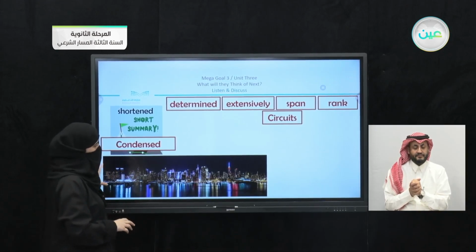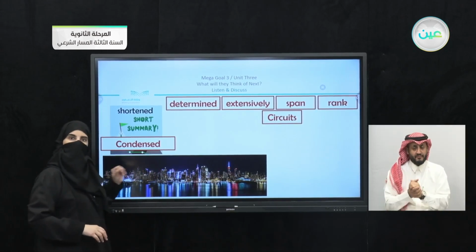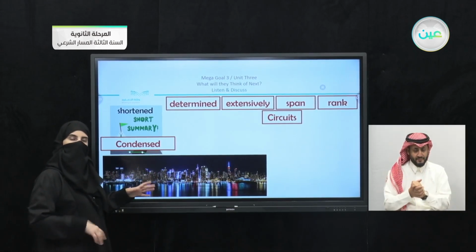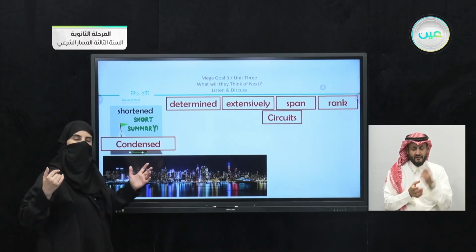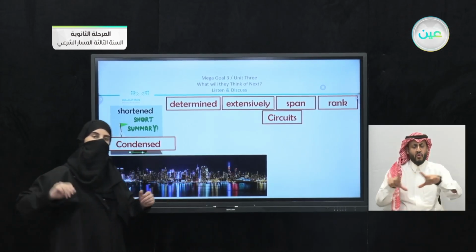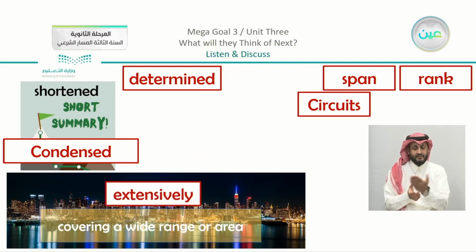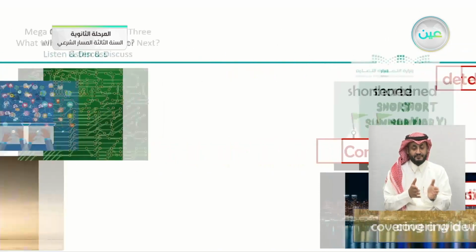Now here, this picture, you can see that it is from a wide image. Just think about it. Which word is it? If it covers a wide area, what do we say? It is taken covering a wide range or area, it is taken extensively. Yes, correct.